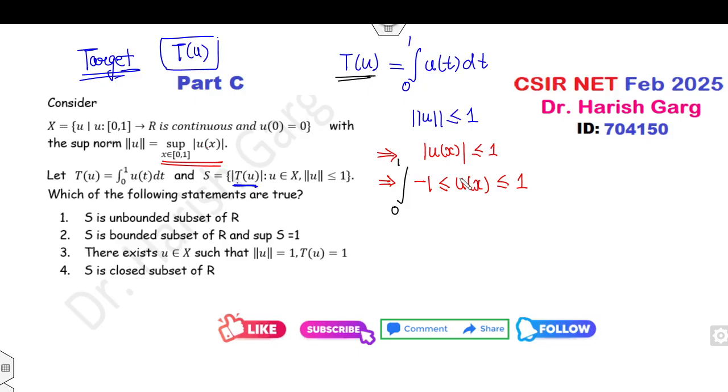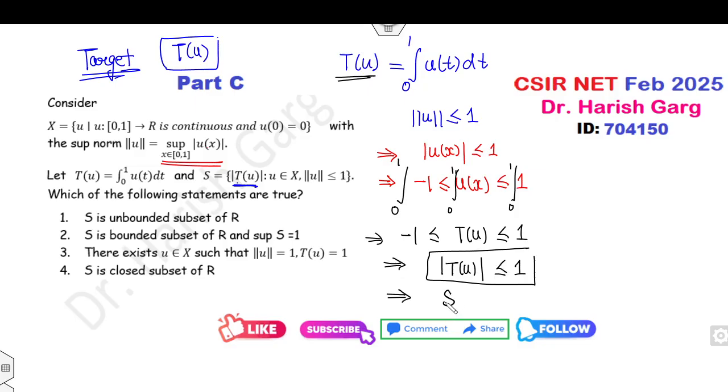I can integrate from 0 to 1. Fine. So the left hand side will be minus 1, and the right hand side will be T of U, and this number is 1. So that means the absolute value of T of U is less than or equal to 1. That means S is bounded by 1. So the first option, S is unbounded, cancel out. S is a bounded subset, that's fine, but whether the supremum is 1: because it is bounded by 1, definitely the supremum of S is 1. So that option is also a correct option.